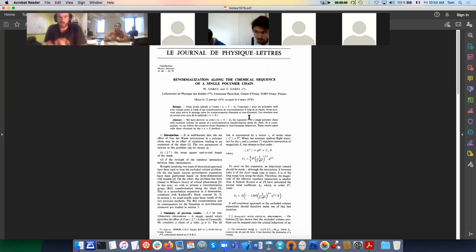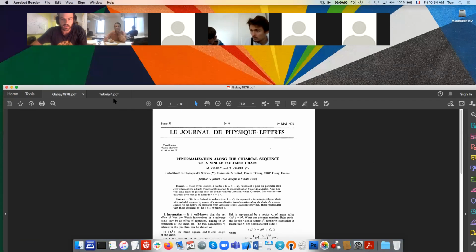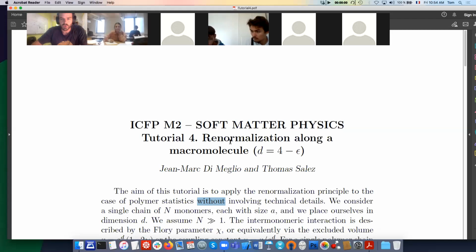Okay, so I guess you are not all familiar with renormalization, so that is why we will go slowly with this. All right, so please take the tutorial, which is the next, this one. It's called Renormalization along a macromolecule in a dimension close to 4. Take this one, and I will share my whiteboard, and we will go to the whiteboard now.